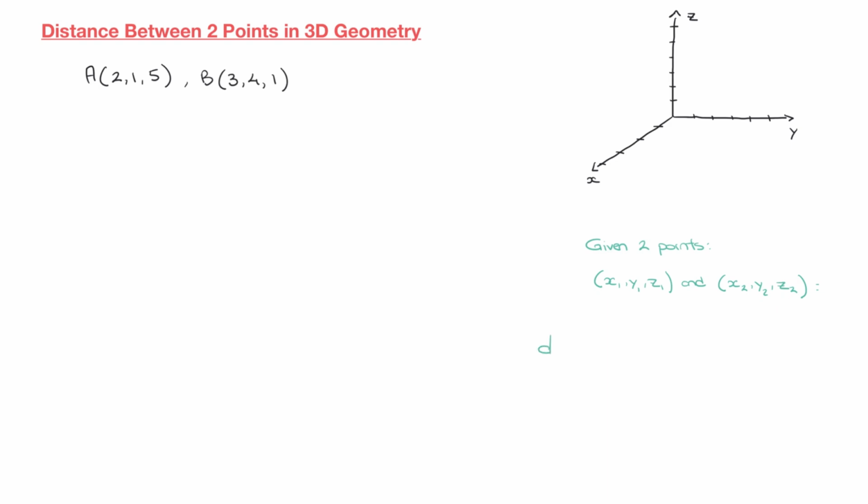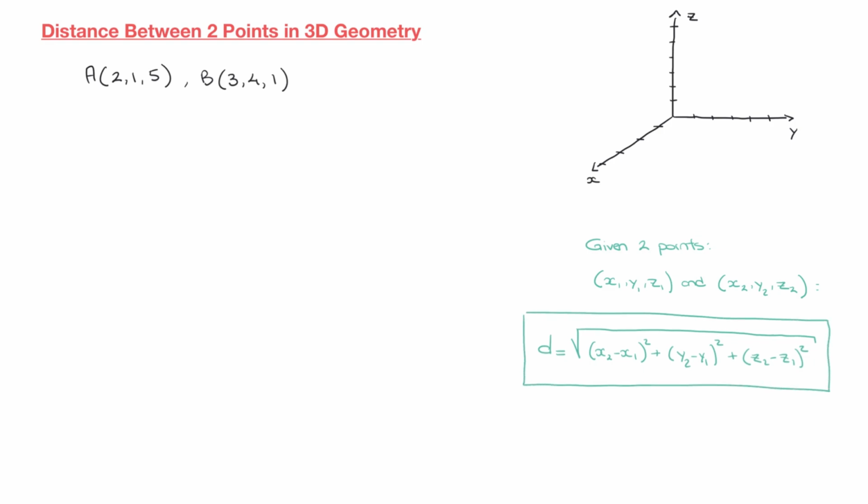call d, is equal to the square root of, in parentheses, x sub 2 minus x sub 1, close parentheses, squared, plus, in parentheses, y sub 2 minus y sub 1, close parentheses, squared, plus, in parentheses, z sub 2 minus z sub 1, close parentheses, and that's squared as well. And so all of that is under the square root. And I'll go ahead and box that formula. Do make a note of it.